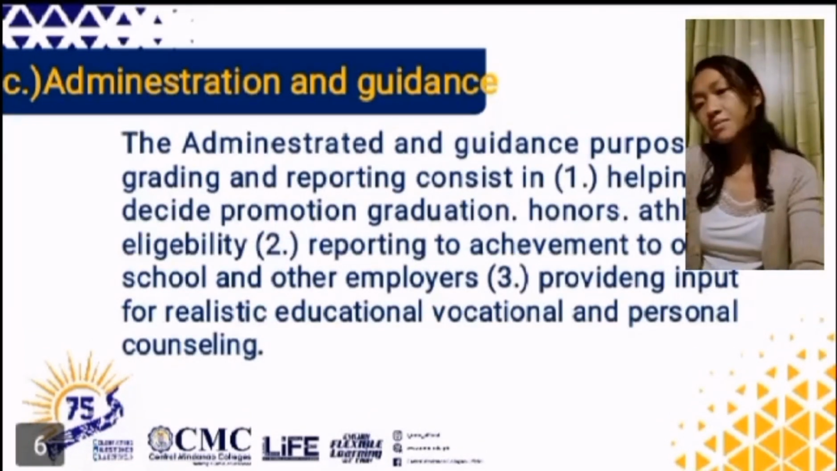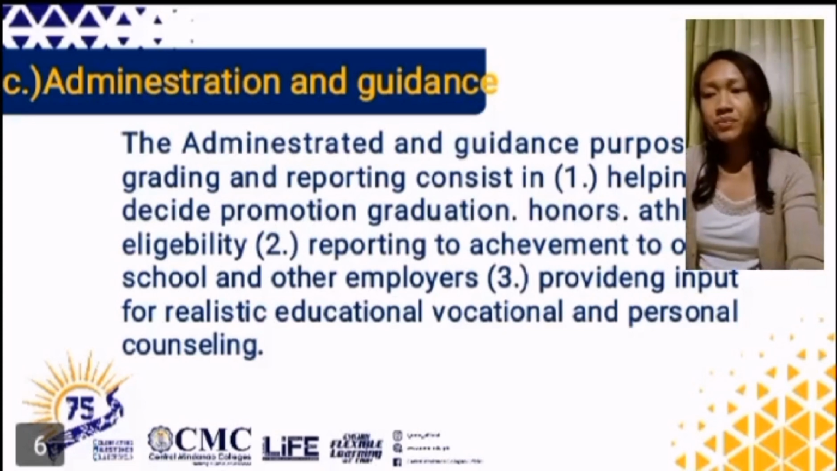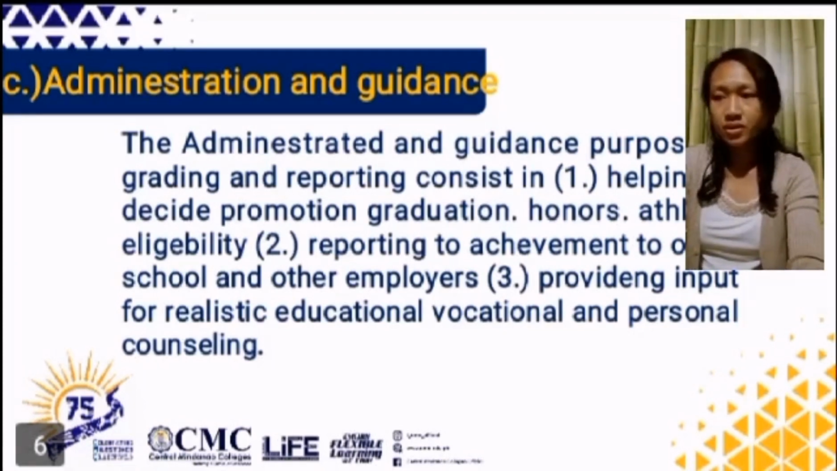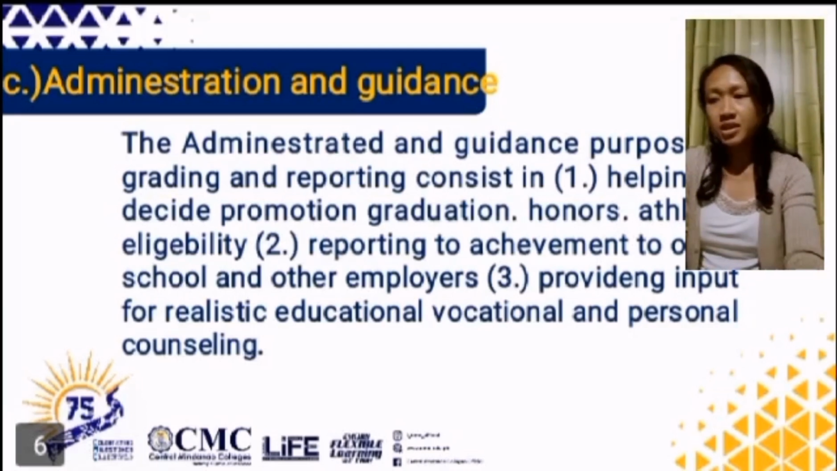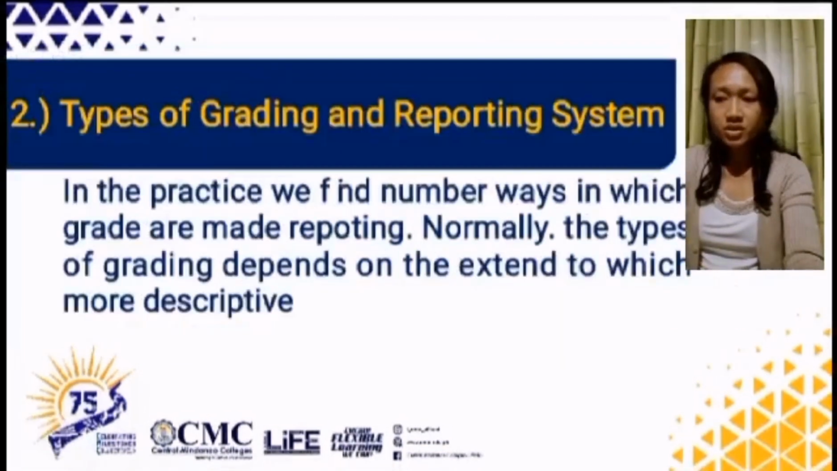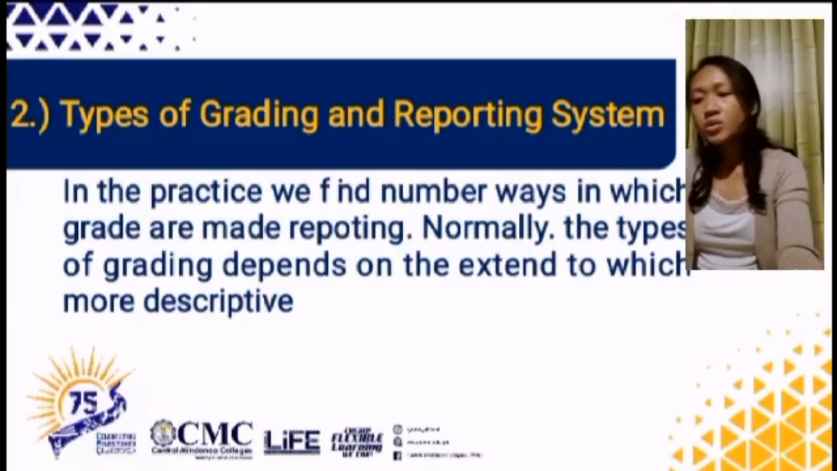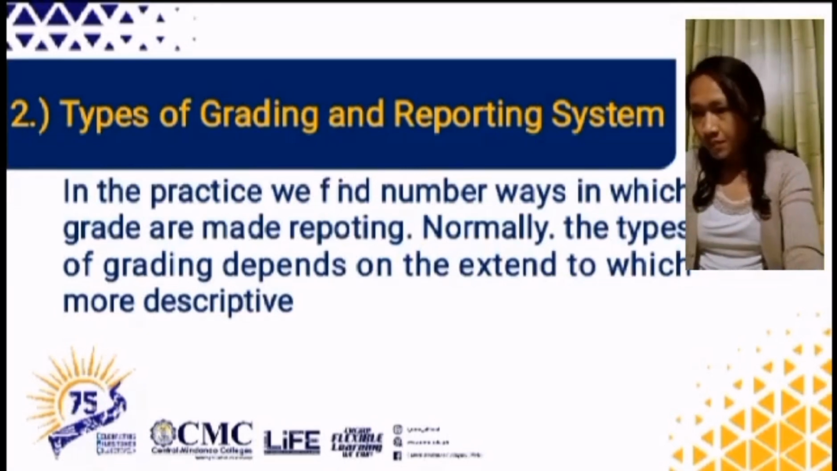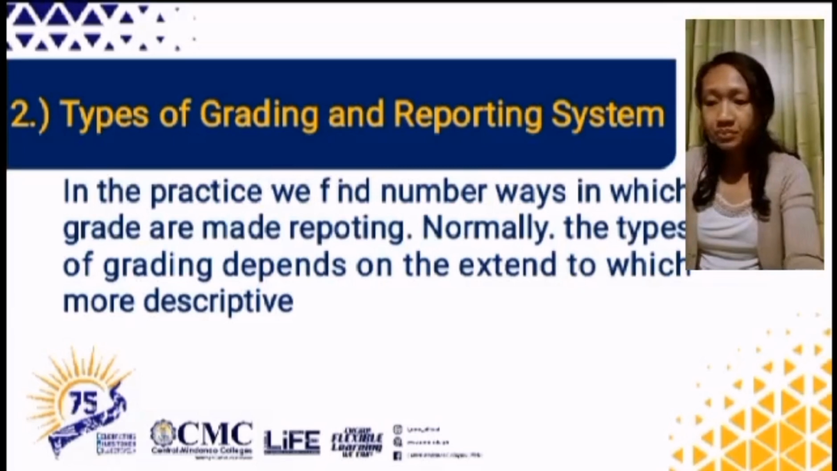is the administrative and guidance uses. In administrative and guidance uses, grades help decide promotion, graduation, honors, and athletic eligibility. So it reports achievements to other schools or to employers, and it provides input for realistic educational, vocational, and personal counseling. So number 2 is the types of grading and reporting system.